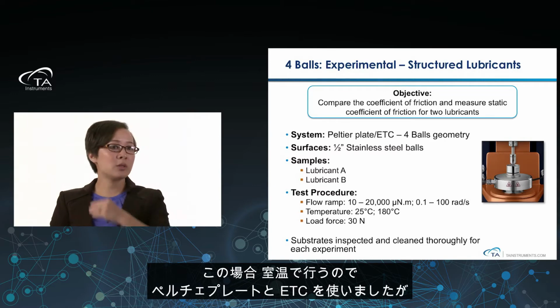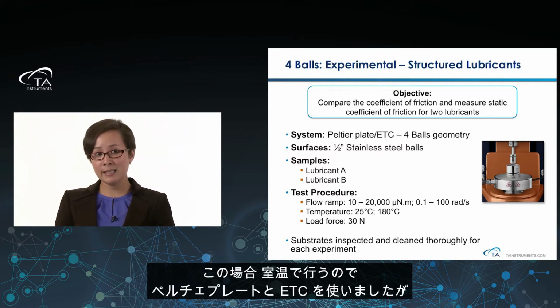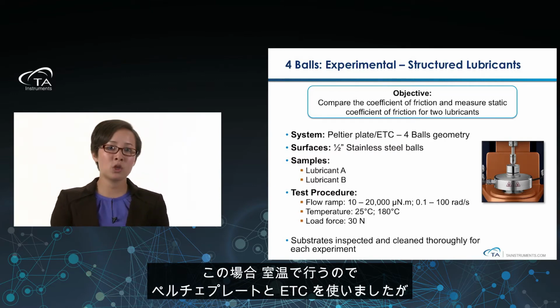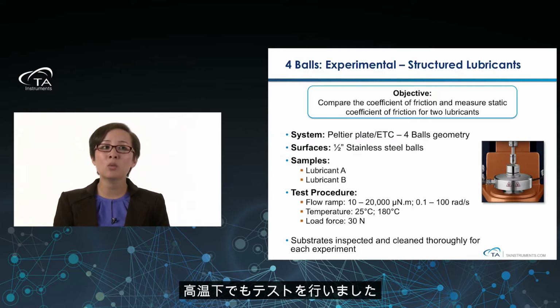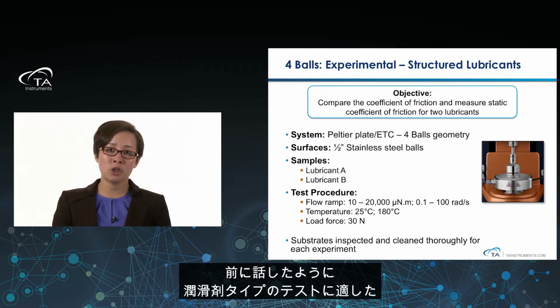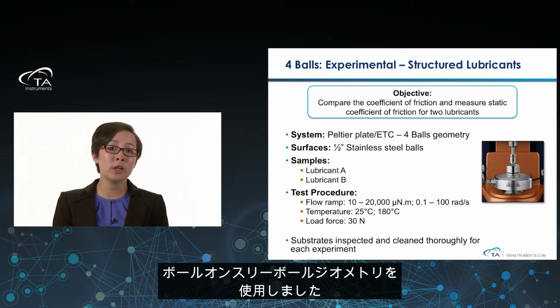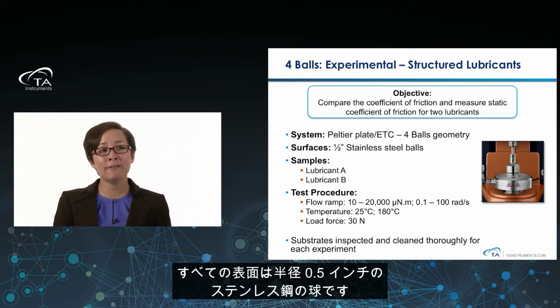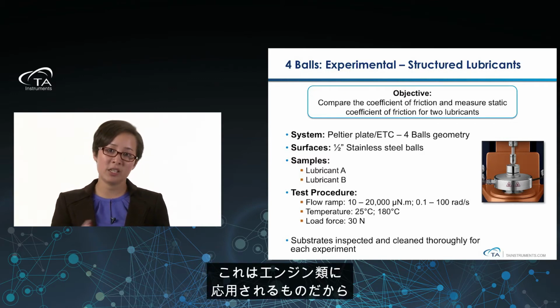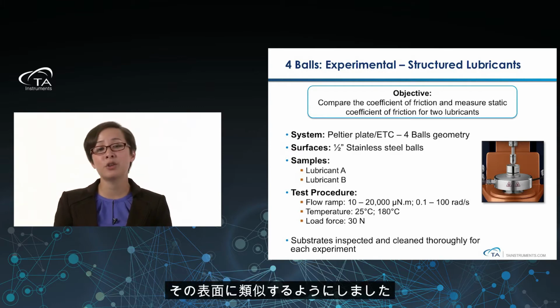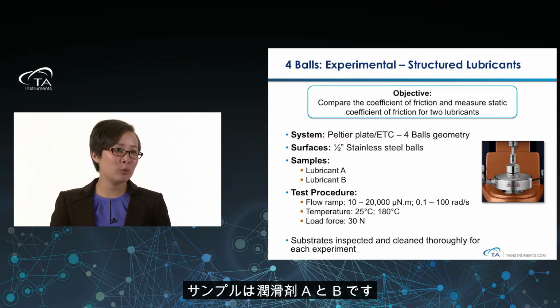In this case, we used the Peltier plate and the ETC because we did room temperature and then we did elevated temperature testing as well. And we used the 4 balls geometry because, as we mentioned, this is really great for lubrication type testing. All the surfaces were 1/2-inch steel or stainless steel spheres because this was being used in an engine type of application, so we wanted to mimic the surfaces that we were studying. The samples are lubricant A and lubricant B.